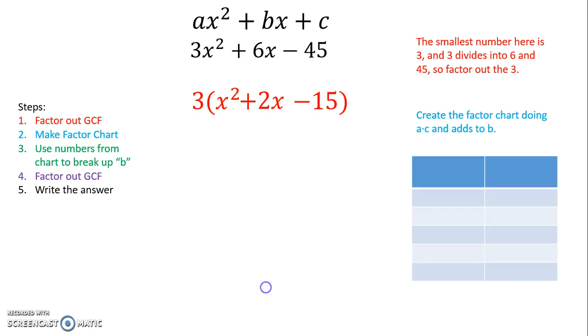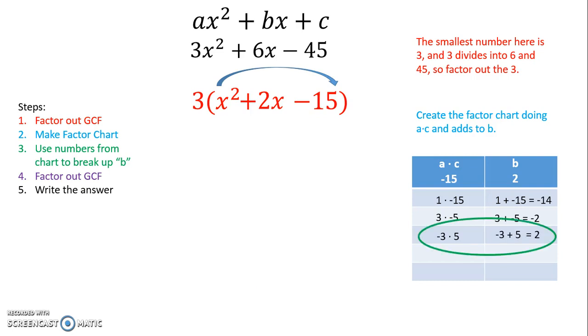Make the chart, and notice now that our A is now 1, so I have 1 times negative 15 gives me negative 15, and I want to see what adds to give me a positive 2. My factors of negative 15 are 1 and negative 15, which adds to give me negative 14, 3 times negative 5, which adds to give me negative 2. Okay, I need a positive 2, and again, this is when we have to pay attention to our signs. I realize if I change my negative to 3, negative 3 times 5 gives me my negative 15, and then that will add to give me my positive 2.